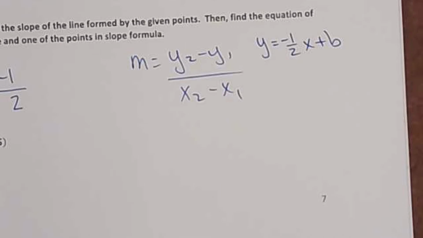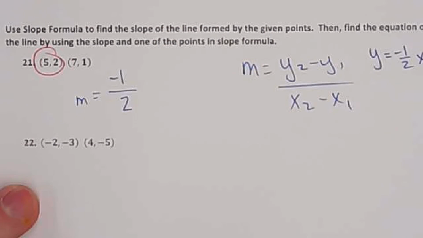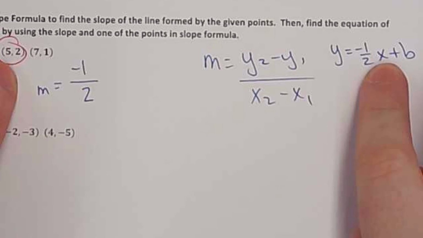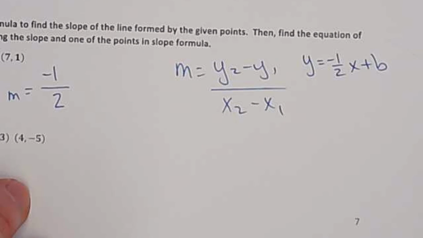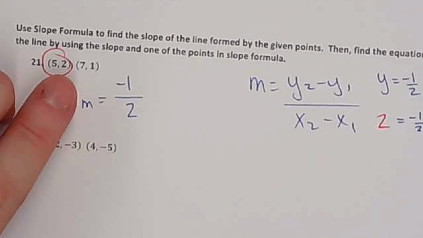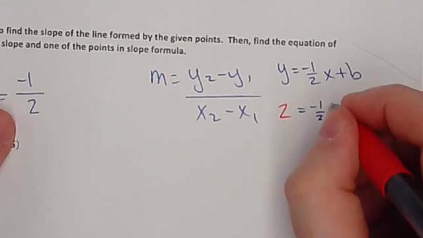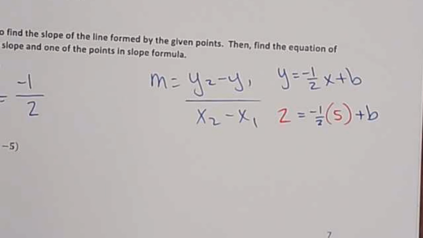But we can find it. Here's how. You take one of your points. Let's take this one, and you plug it in. You're going to plug in 5 for x and 2 for y. Do that now and solve for b. Whichever point you choose, I chose 5 comma 2, so 5 goes for x, 2 goes for y. And b is the only variable left over, which means we can solve for it. You're going to get fractions, which is going to be just peachy.